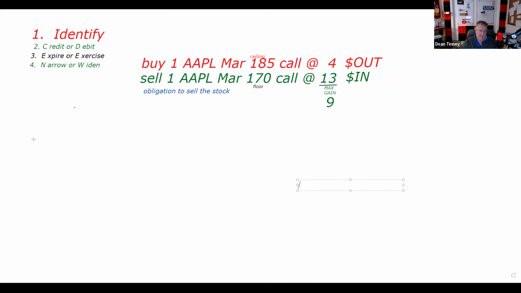A way to remember this is credit has 6 letters, expire has 6 letters, and narrow has 6 letters. So we can get that first part right, we can rock and roll because it's either going to be credit, expire, narrow, or debit, exercise, wide.